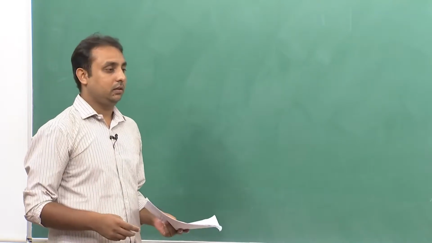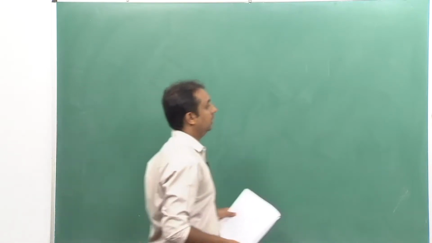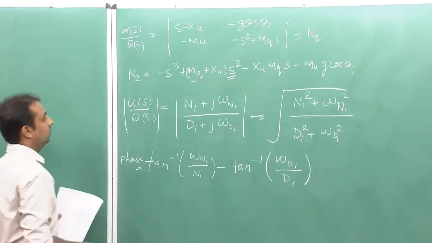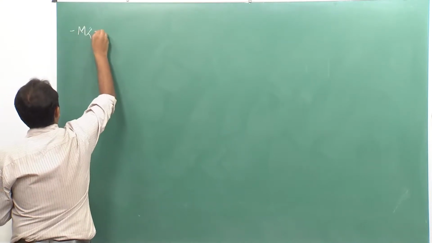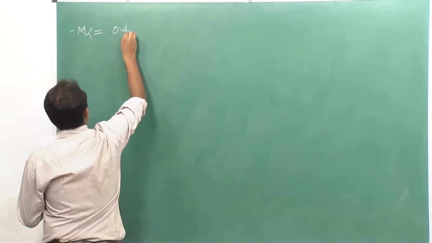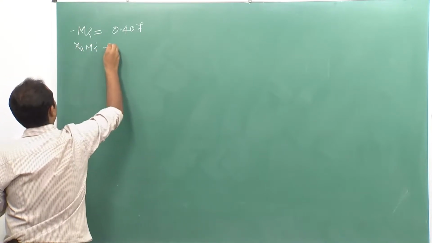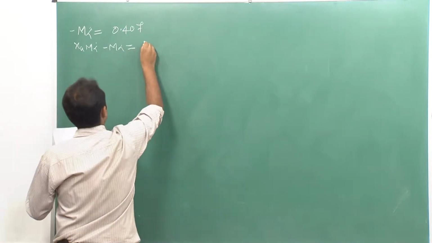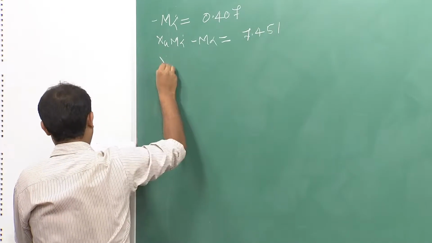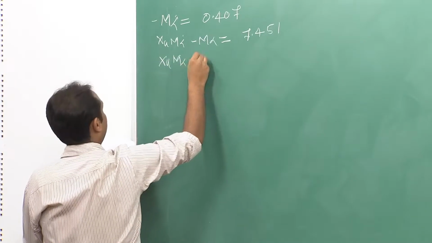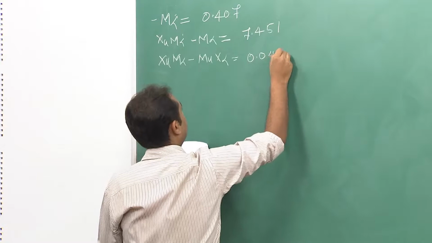So, for the longitudinal derivatives for a business jet aircraft, my values of these derivatives m q, x u, m alpha dot equals 0.407, x u m alpha dot minus m alpha equals 7.451, x u m alpha minus m u x of alpha equals 0.0465.